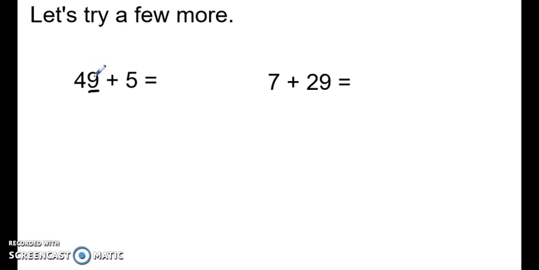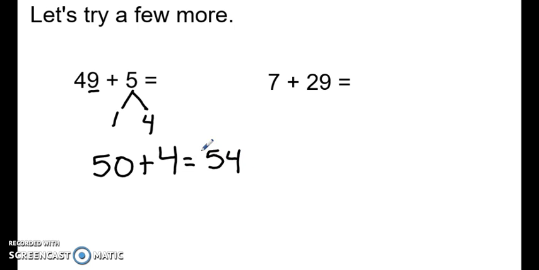Well, I know I add 1 to 9, so that means I need to take a 1 out of the 5. If I take 1 out of 5, that leaves me with 4 left. So now I can add my 49 and 1, which gives me 50. And then I'm going to add the 50 plus the 4, which is an easier problem to solve. 50 plus 4 is 54. So 49 plus 5 equals 54. By making the 10, I made my problem easier.